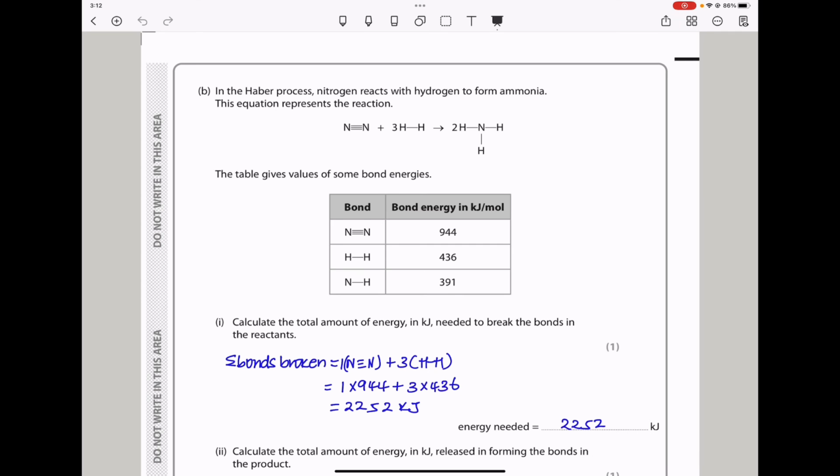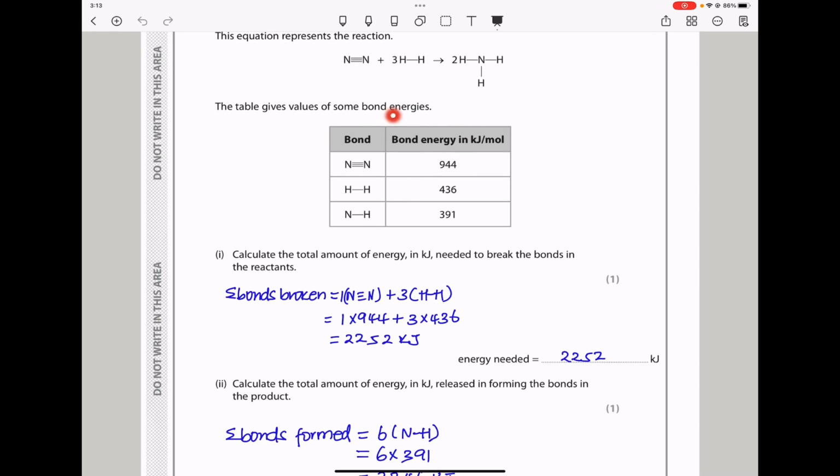In part B, in the Haber process, nitrogen reacts with hydrogen to form ammonia. This equation represents the reaction. So nitrogen plus hydrogen giving us ammonia. And they say the table gives the values of some bond energies. So these are the bond energies in the table.